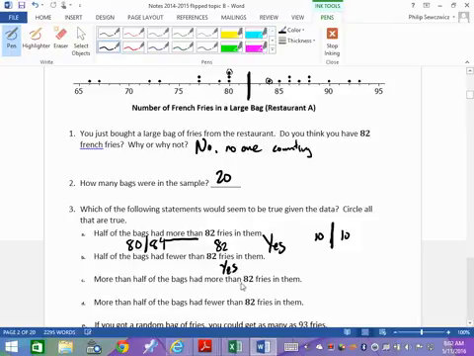More than half the bags had more than 82 fries. Okay, wait a second here. So the wording here. Sometimes when you answer a question, you're like, wait a second.